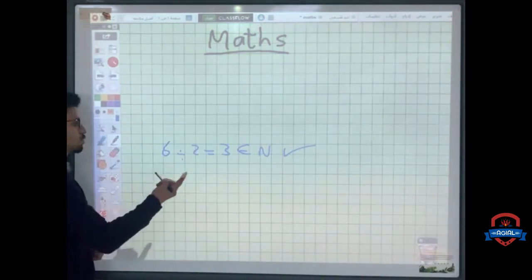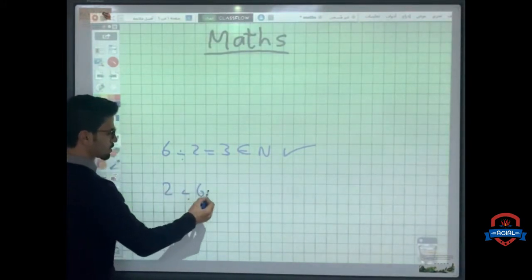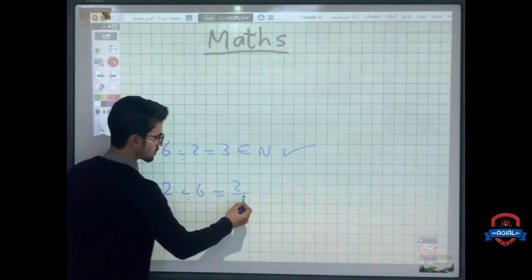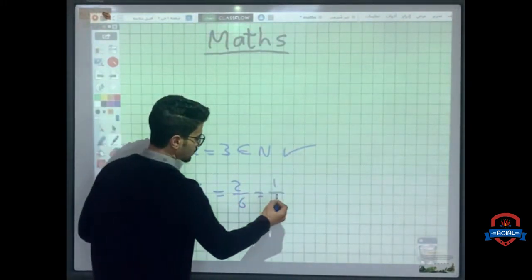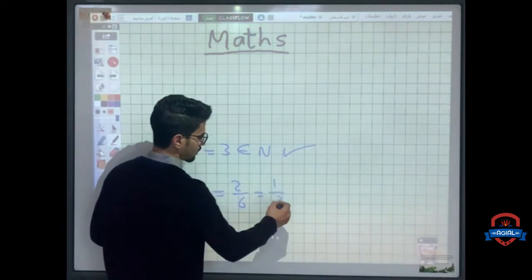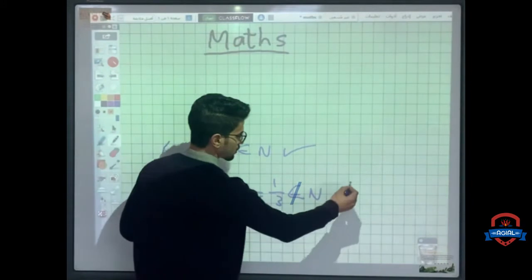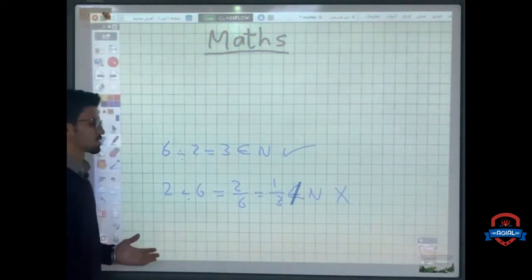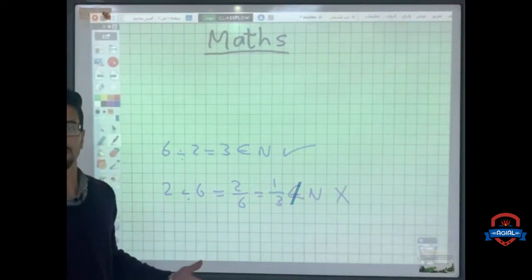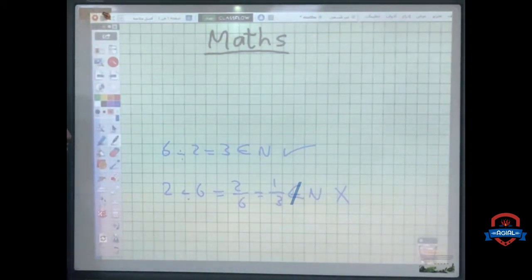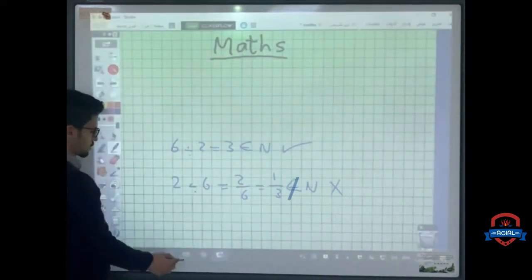And if we have 2 divided by 6, so 2 divided by 6 equals 2 over 6, which equals 1 over 3. And this fraction doesn't belong to the set of natural numbers. So this operation is not possible in the set of natural numbers. So sometimes the division operation is possible in the set of natural numbers and sometimes not. And now let's start by solving some exercises in our book.